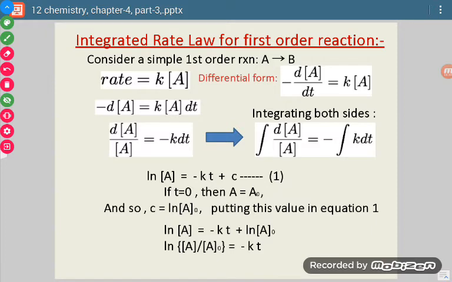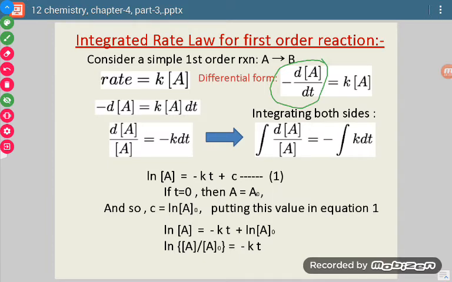Now consider a reaction A gives B. We can write it like this: rate of reaction is equal to K into molar concentration of A. We have written according to rate law: rate of reaction is equal to rate constant into molar concentration of A. Now when I write this according to its definition, that is called differential form, I will write rate as minus dA over dt.